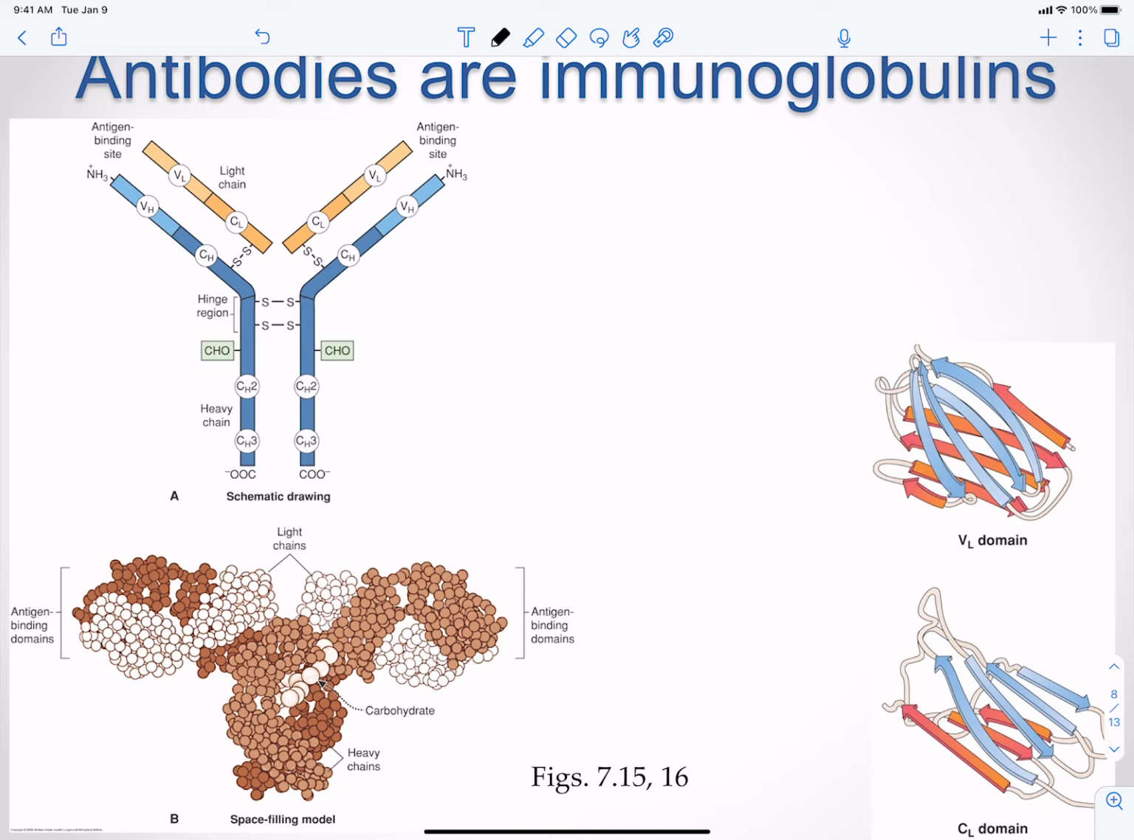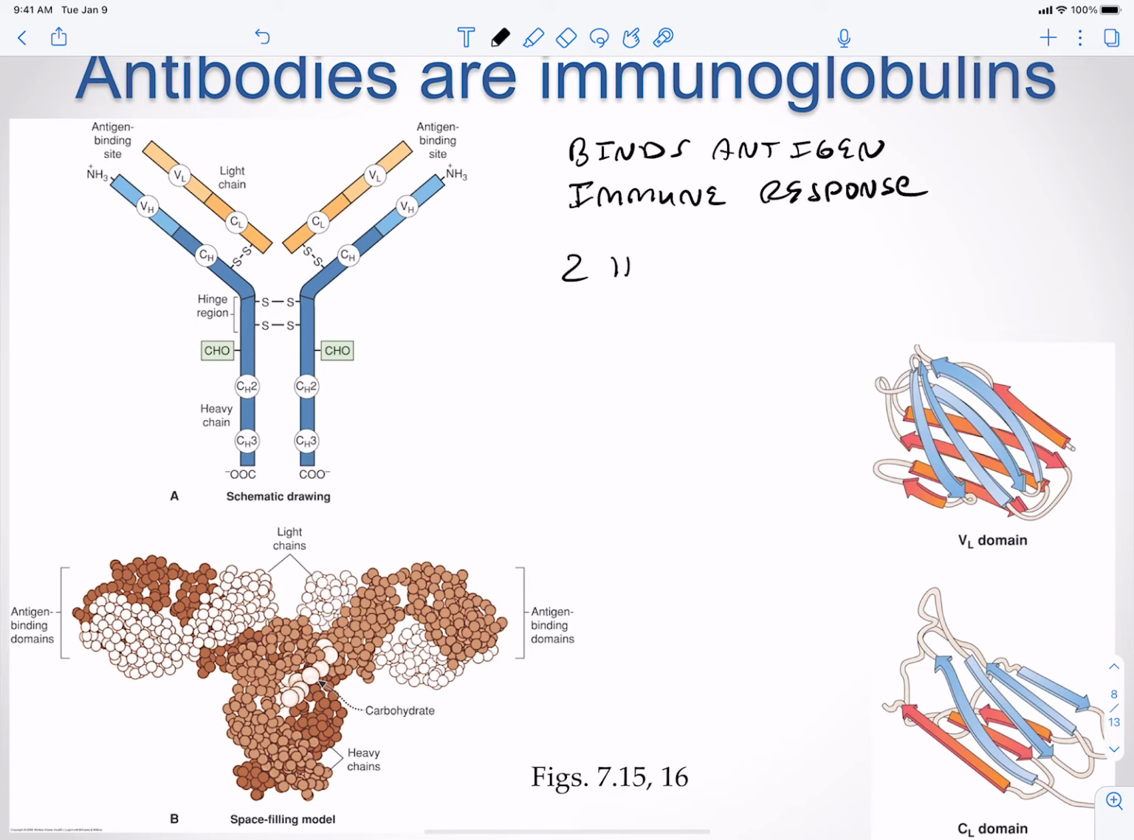Now another form and function example can be described with antibodies. Antibodies are immunoglobulins. They bind to antigens. They're part of the immune response. They have 2 heavy and 2 light chains. The heavy chains are the ones that go all the way through the arms to the trunk. So you have your arms and the base is the trunk. And then your light chains are the ones that are only part of the arms. So that's why they're called light, they're smaller.